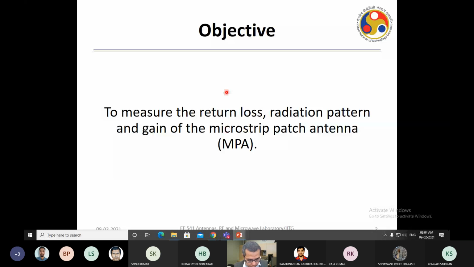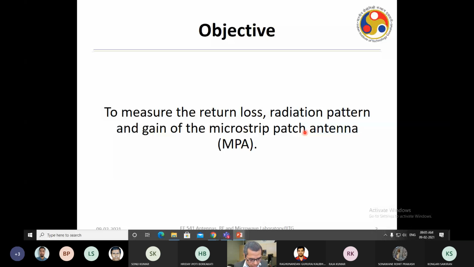So the fourth experiment, we are actually going to measure the return loss, radiation pattern and gain of microstrip antenna. We have already done this for horn antenna in the second experiment, but microstrip antenna is a very popular antenna nowadays. So we'll try to measure the antenna parameters for microstrip antenna.